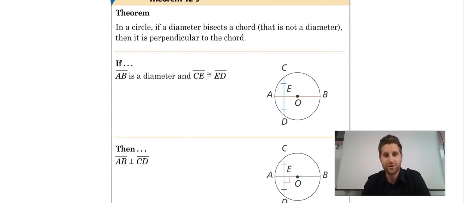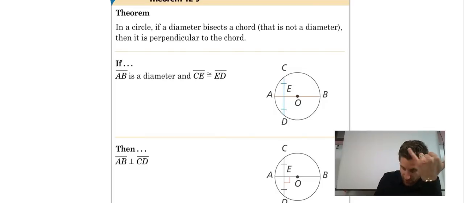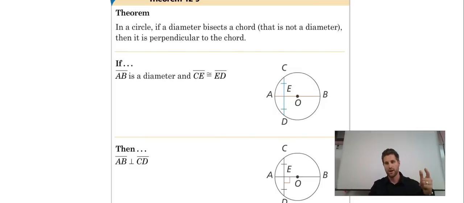All right, in a circle, if a diameter bisects a chord that is not a diameter, then it's perpendicular to the chord. So AB is a diameter, CD is not a diameter, but it's just a chord. We know that if it bisects, then it's going to be perpendicular. So this is basically the converse of the last one that we just did. Okay, all right.